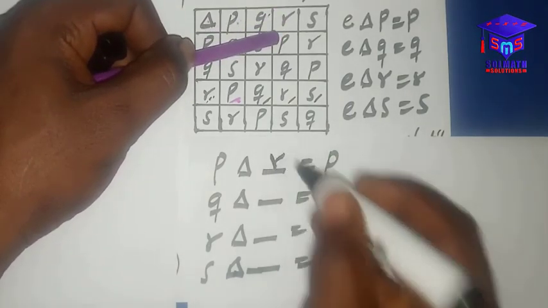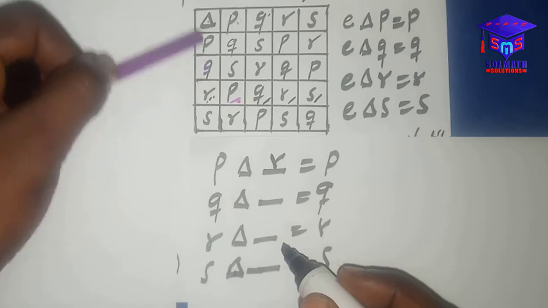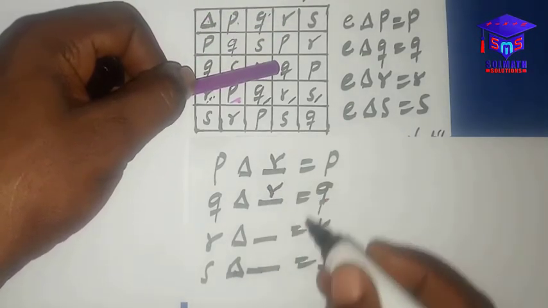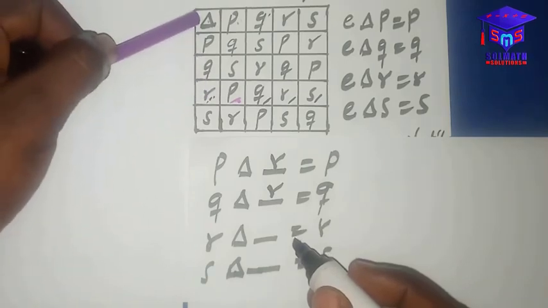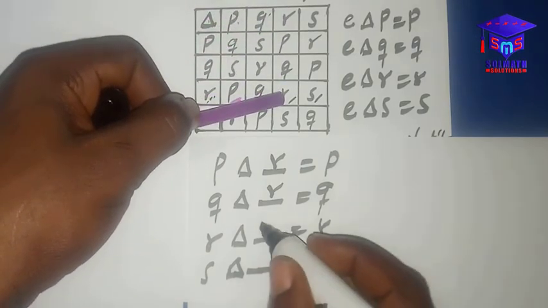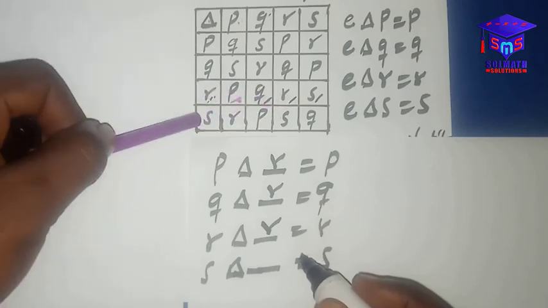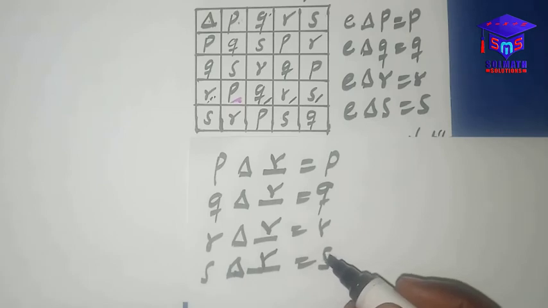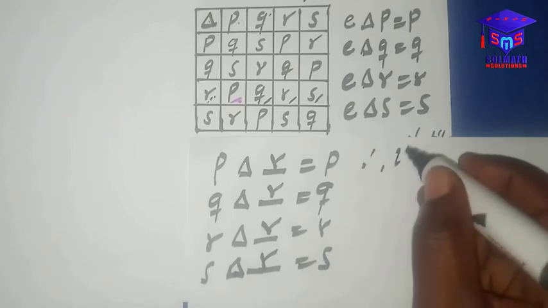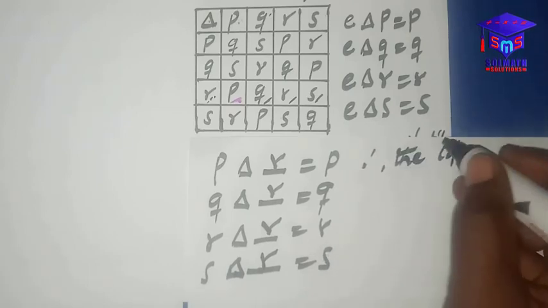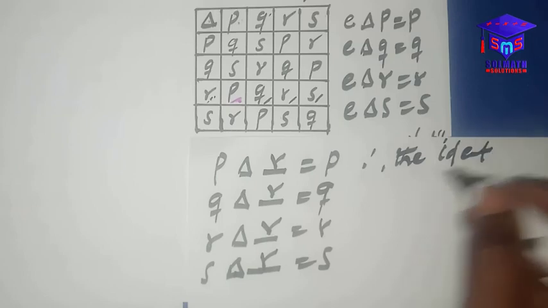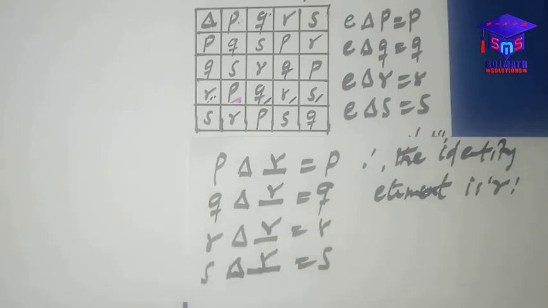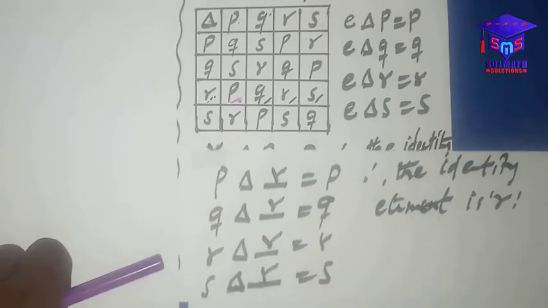So you realize that P operation R will give you the same P. So this one is R. Q operation R will give you that same Q. So this one is R. Then R operation R will give you R. And S operation R will give you S. So this is R. Then you can conclude that the identity element is R.